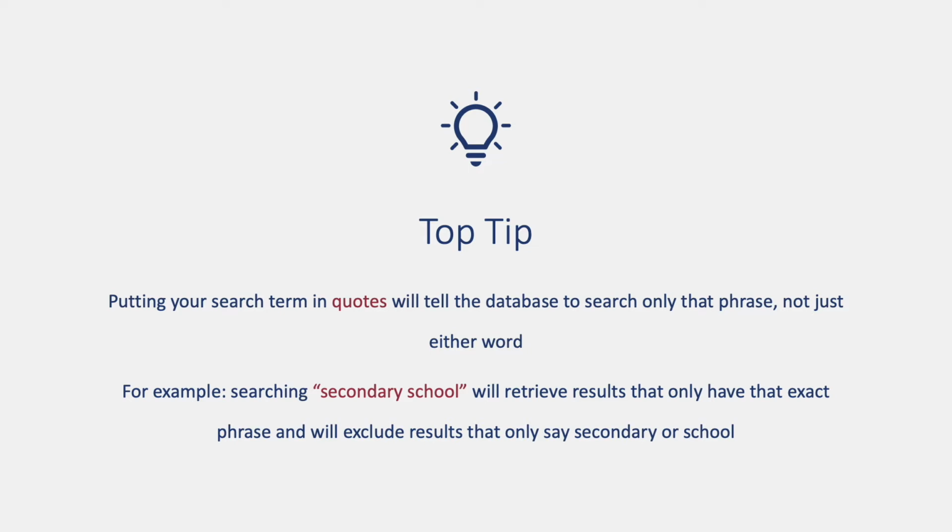You can put your search term in quotation marks and it will tell the database to search only that phrase, not just either word. For example, searching "secondary school" in quotes will retrieve results that only have that exact phrase and will exclude results that only say secondary or only say school.